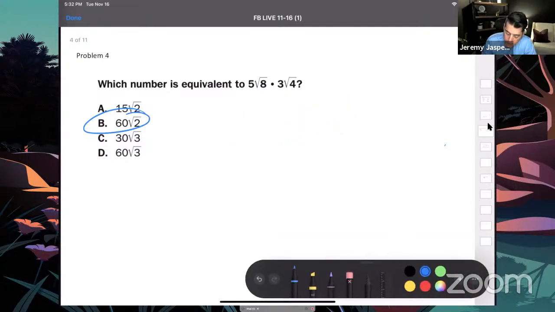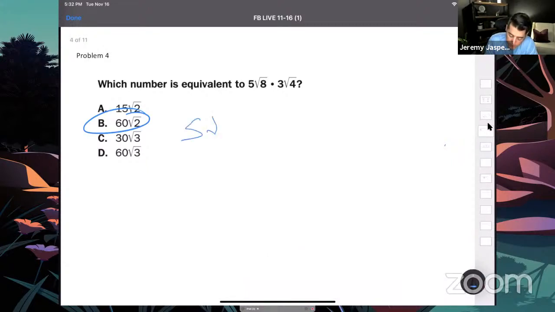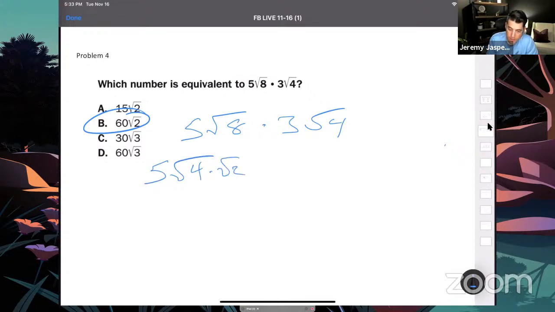The more practice you do on these, the more you'll recognize certain roots and how they break down. So with this one right here, I've got 5 square roots of 8 times 3 square roots of 4. Well, I know that my root for 8 is going to be 4 times the square root of 2, right? Because 4 times 2 is 8. And with my 3, I know that the square root of 4 is already a perfect square. Let's just multiply it by 2. So then let's just clean this up a little more. I've got 5 times 2 times the square root of 2 times 3 times 2.